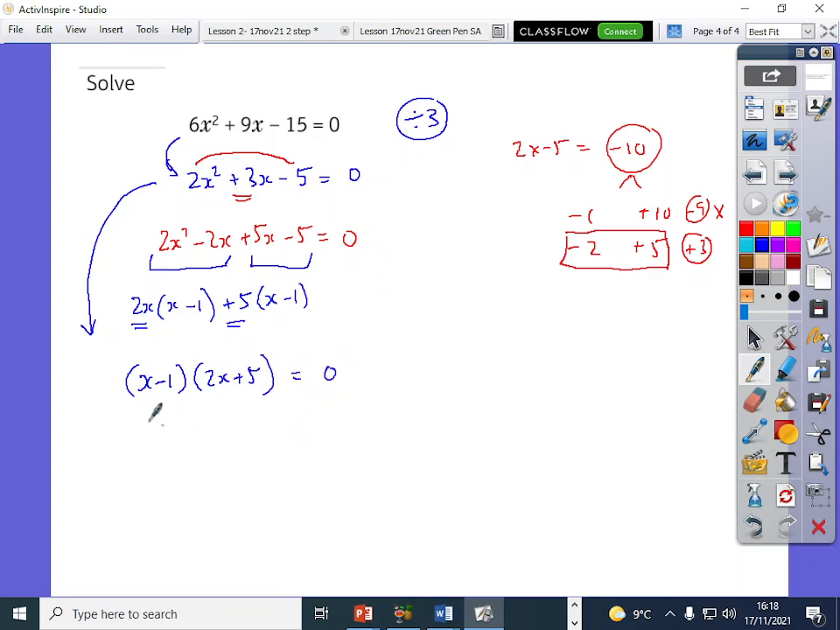Okay, when we're solving it, that means either this linear factor is equal to 0, or this linear factor can equal 0. So that means x can equal 1, or 2x can equal minus 5, and x would equal minus 5 over 2. Job done.